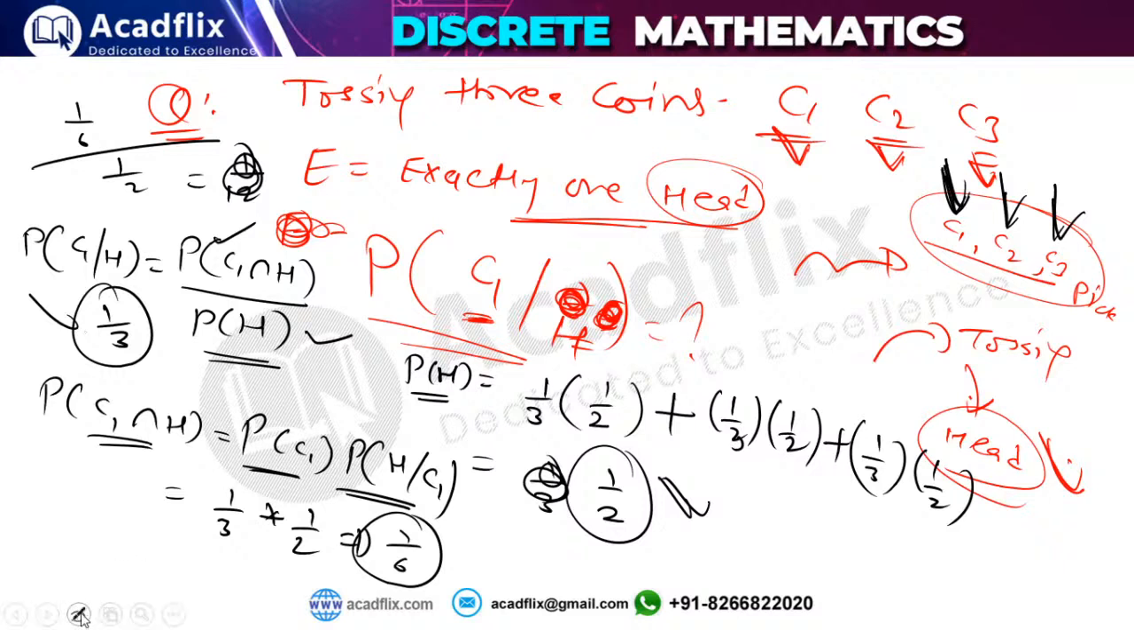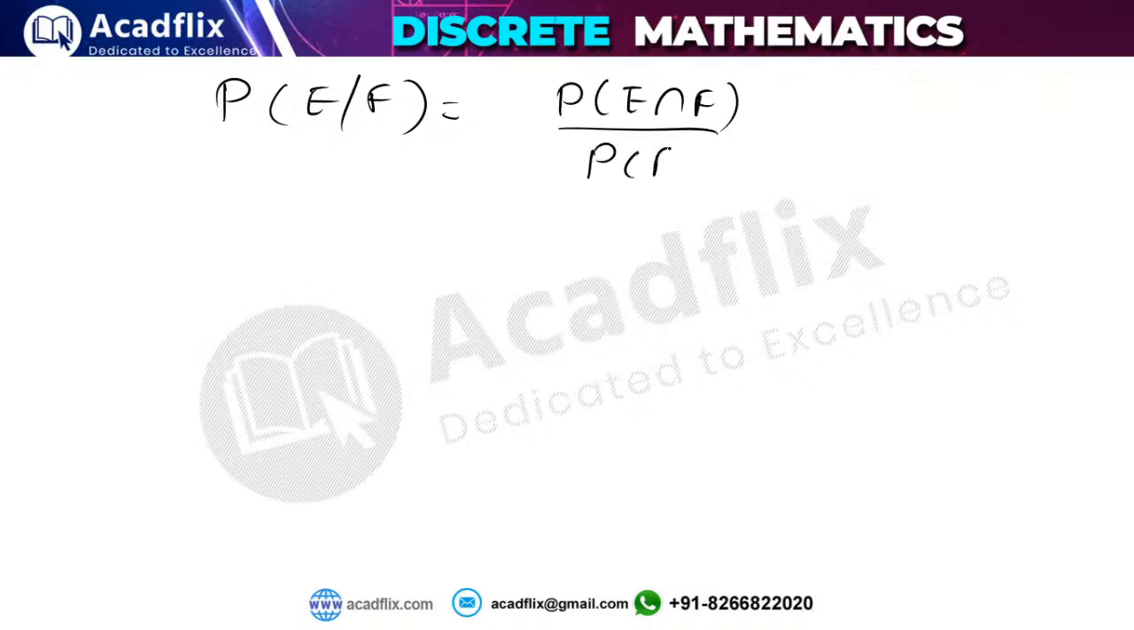So let me repeat the formula. Some formulas that you have. First formula we have this: probability of E given F. What is the formula? Formula is very simple: probability of E intersection F divided by probability of F. This is the first formula that we have.